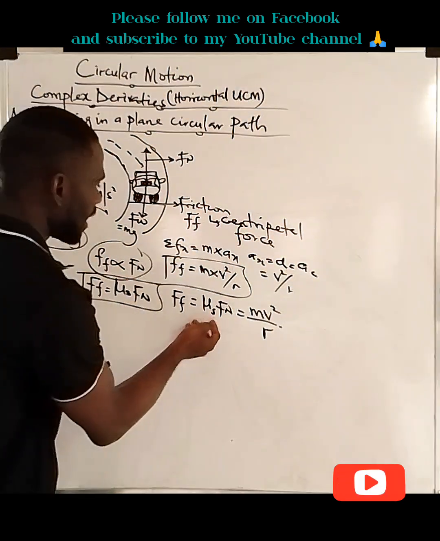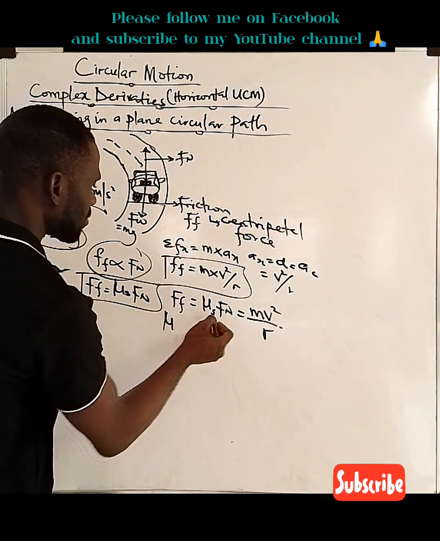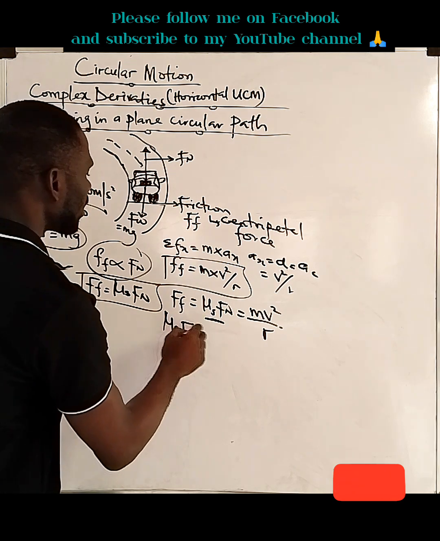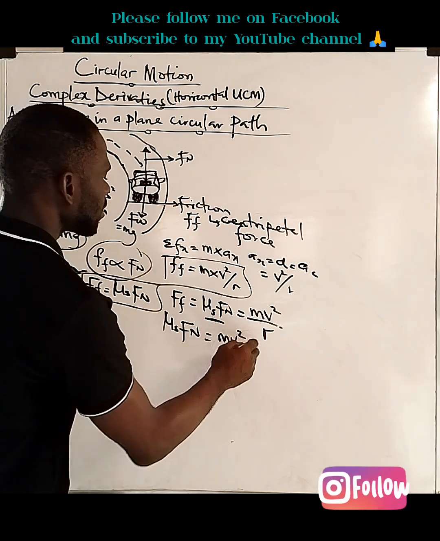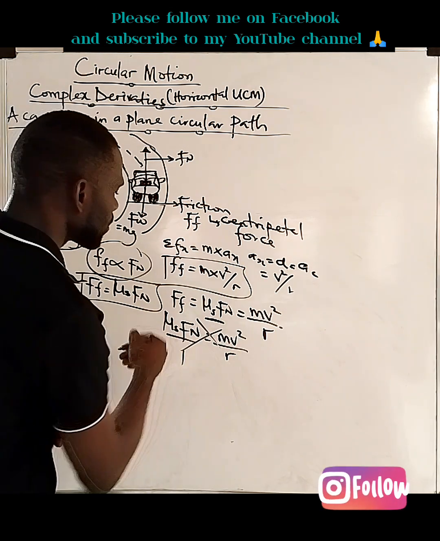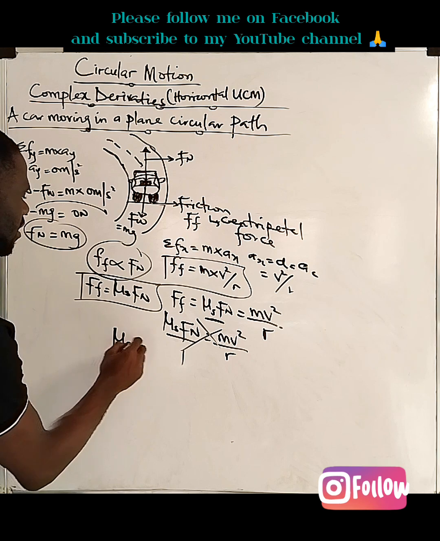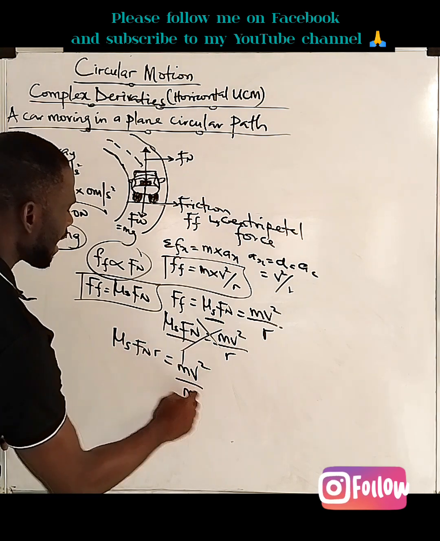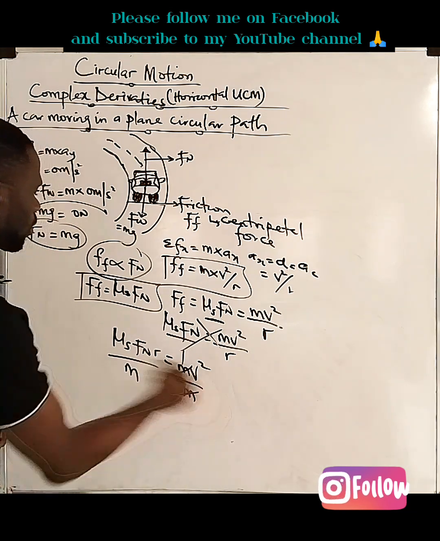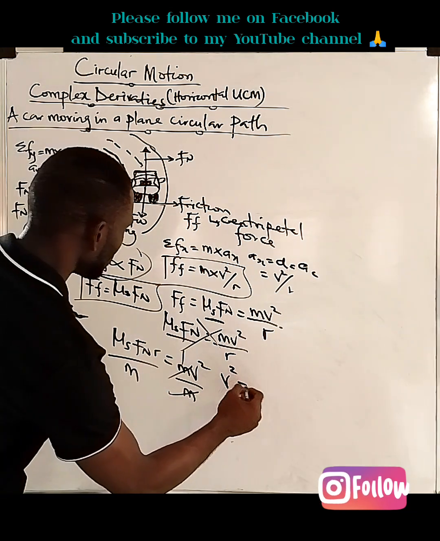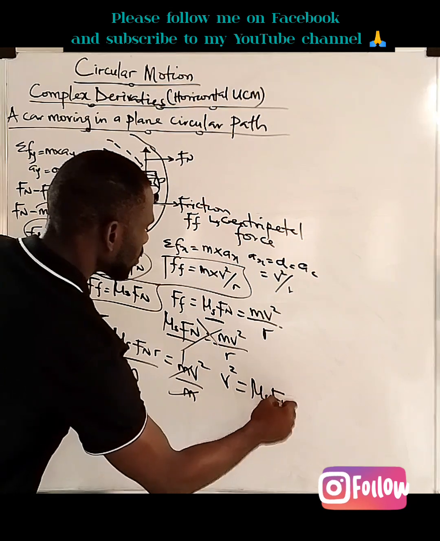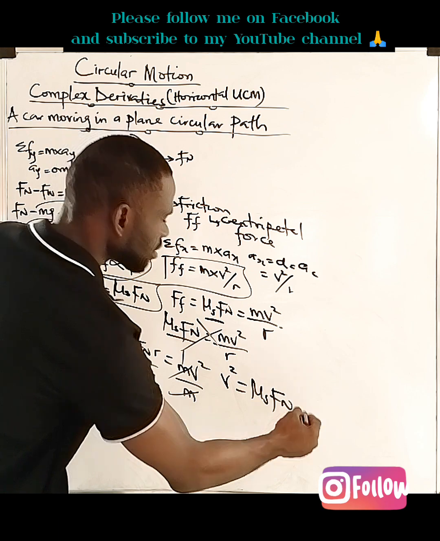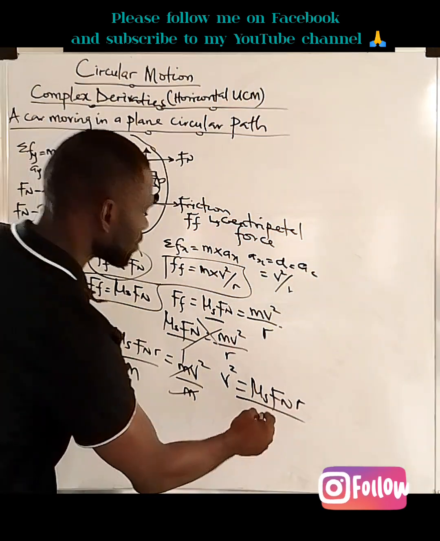So what do we have? We have this. Now we're going to bring this out. This here represents frictional force. So frictional force, coefficient of static friction or kinetic one times normal reaction, equals mv squared over r. So we're going to cross multiply. What do we have? We have normal reaction times r equals mv squared. So divide both sides by m. What do we have? We have v squared equals coefficient of static friction or kinetic friction times normal reaction times radius divided by m.